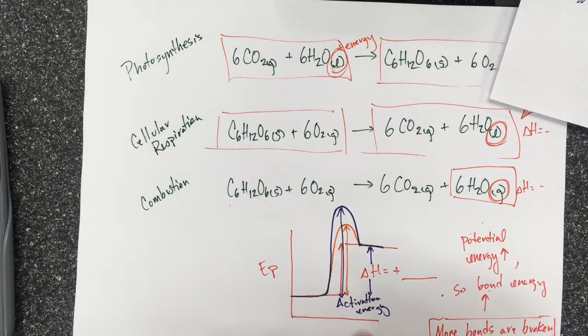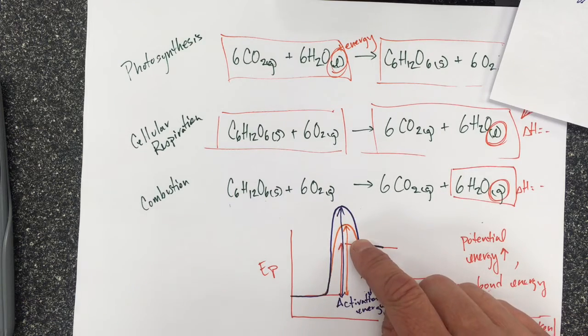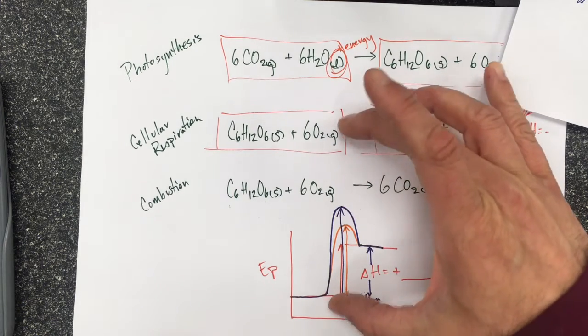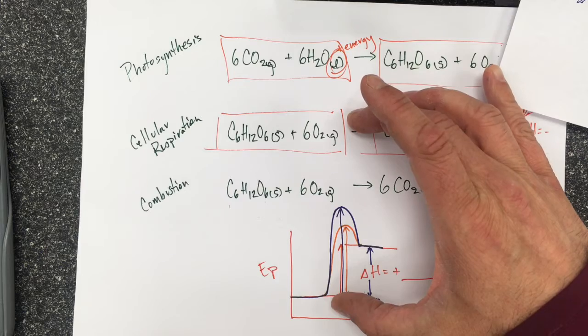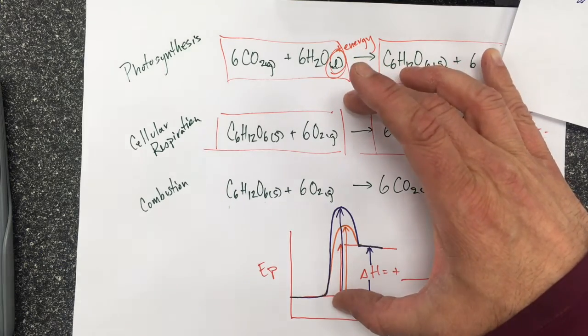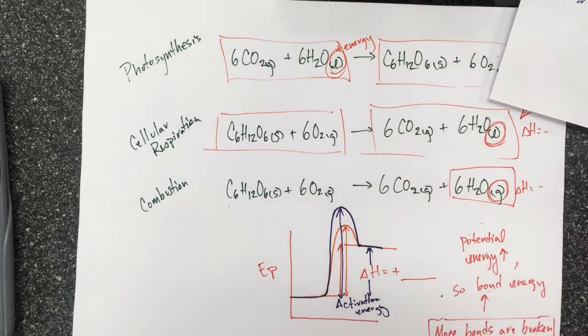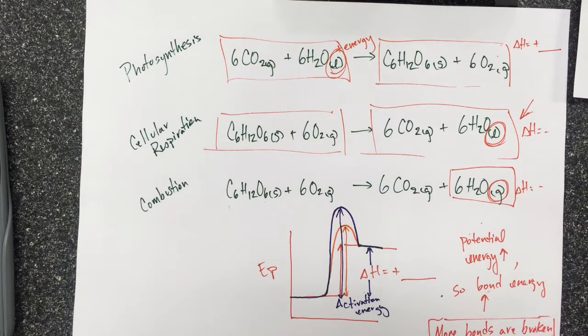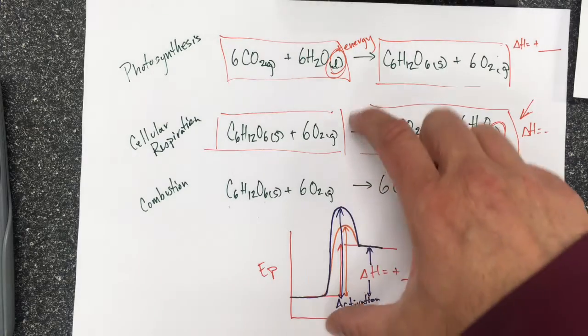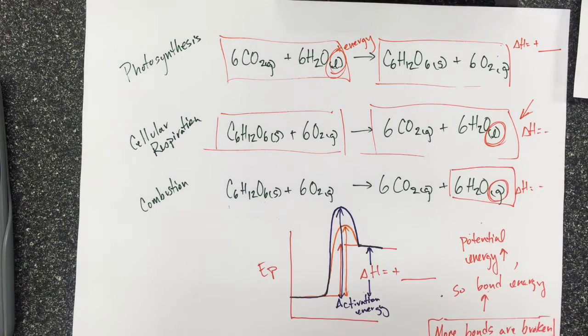If it was an uncatalyzed graph, to answer question 8, the activation energy would be higher, right? And so it might actually be so high that it's impossible to essentially occur. But the key concept is the catalyzed reaction has a lower activation energy than the uncatalyzed. Net enthalpy is the same.